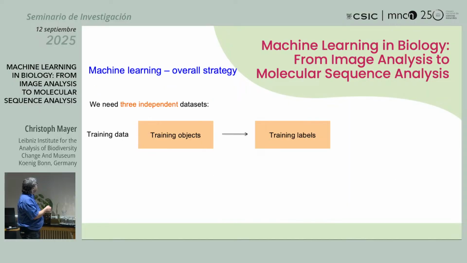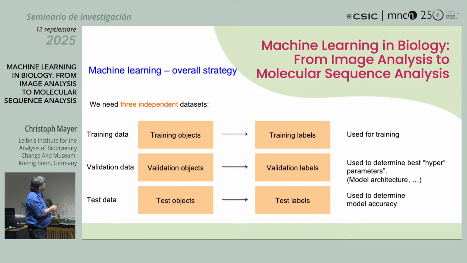So typically, we need 3 independent data sets. The training data set, which has all the training objects and the training labels. So this could be images and cat, dog, what that is. And we need 2 more data sets, a so-called validation data set that has a lot of validation objects, and a test data set with test objects. And we have the validation labels and the test labels.